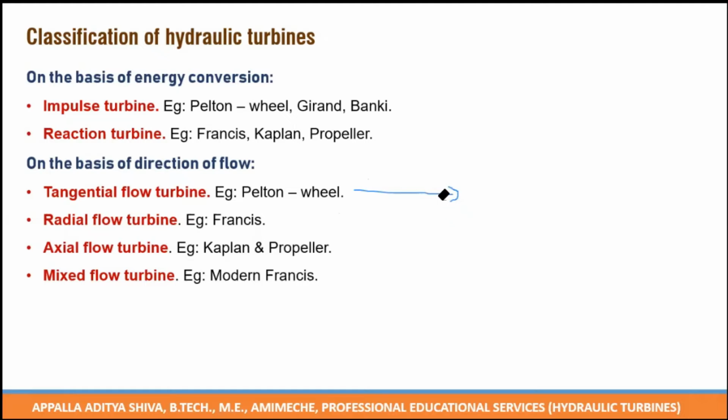Next, we have something called a radial flow turbine. What is radial flow turbine? Now let us say we have the turbine blade in this format, and if the water is flowing in a direction radial to it in this format, then we call it a radial flow turbine. One of the best examples is a Francis turbine, which is a radial flow turbine.